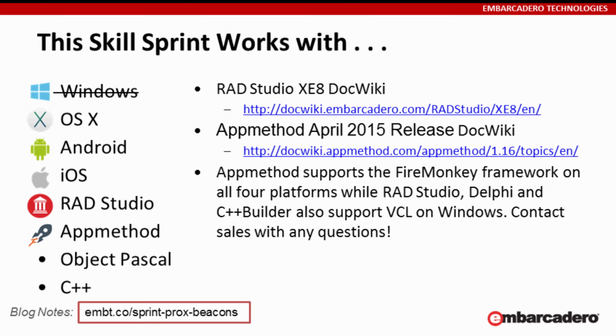As proximity awareness is powered by beacons, this skill sprint will not currently work for Windows deployments. Currently, beacons are not supported for Windows 7, 8.1, or the technical preview of Windows 10. However, it is expected that with the full release of Windows 10, we will then have beacon support.